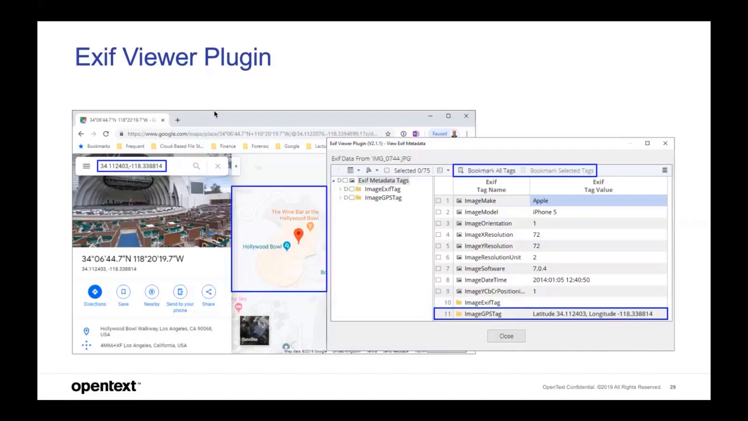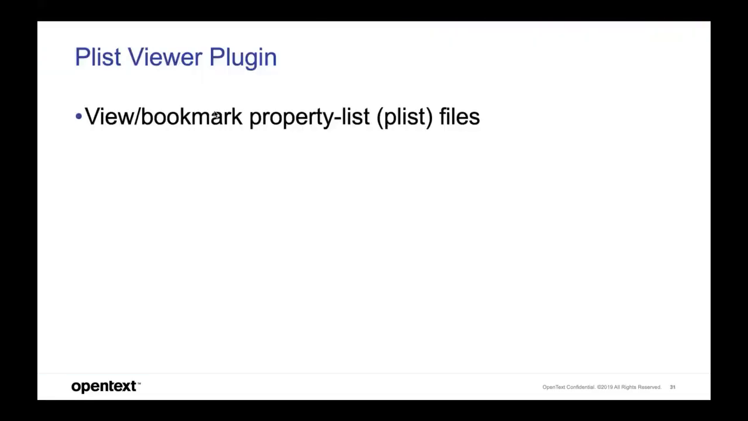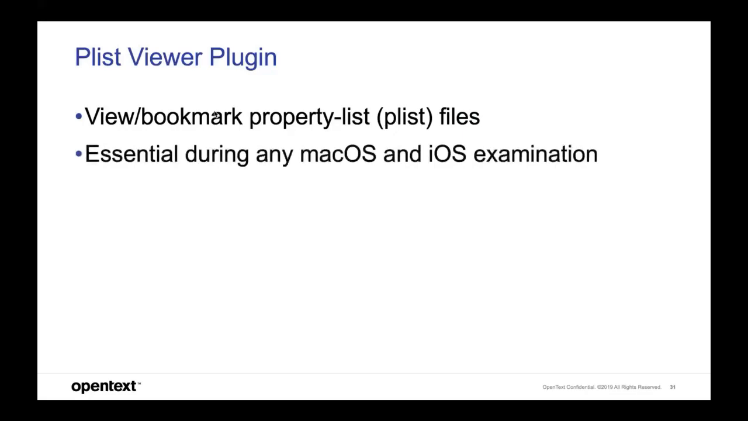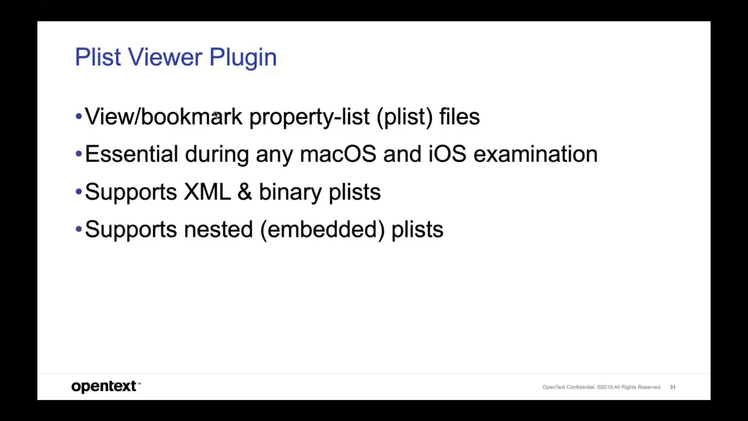Let's have a look at another plugin that decodes data, the Plist Viewer plugin. The Plist Viewer plugin enables the examiner to view and bookmark the property list files that will contain significant data encountered during any macOS or iOS examination. The plugin supports both XML and binary plist files, including plists that are nested or embedded in values of other plists. I've seen up to 3 levels of these, a good example of which are the property list files used to store user account data.